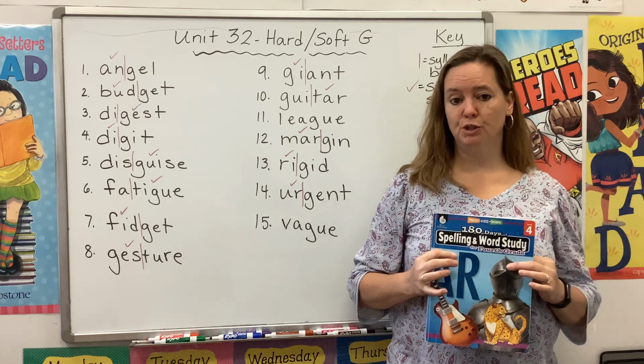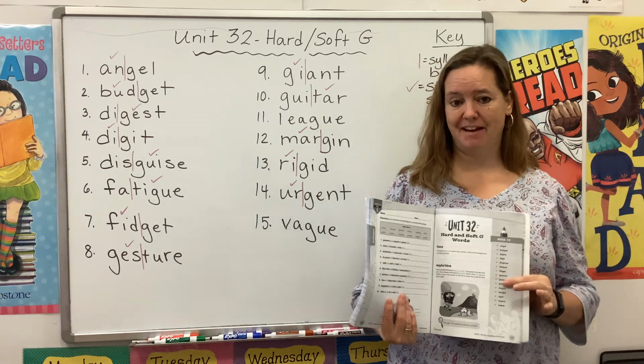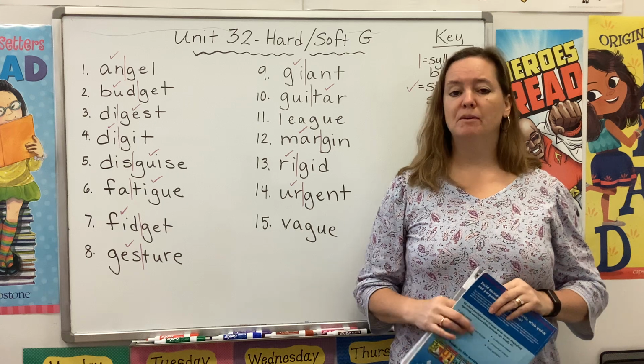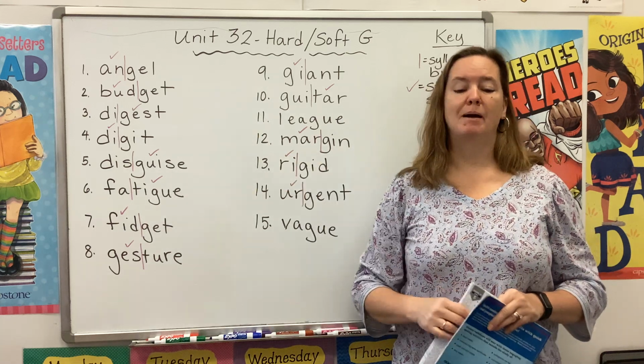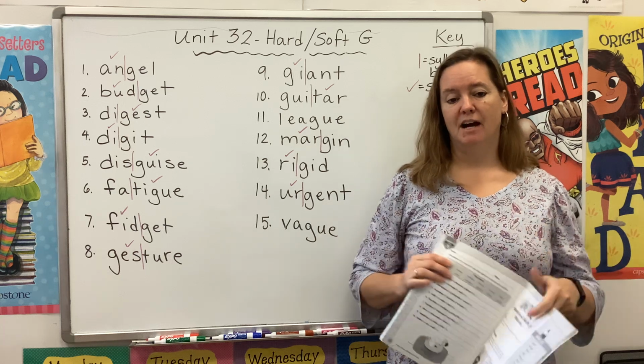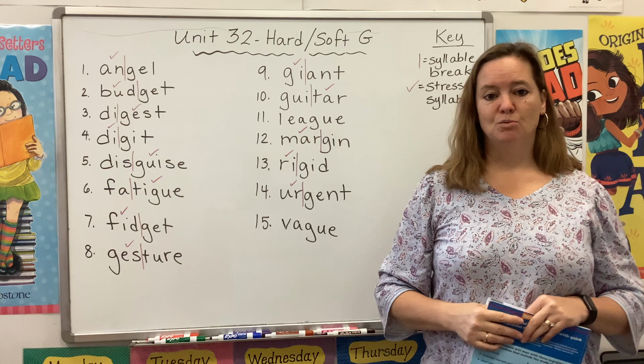You will need your blue book open to page 197. You'll also need some colorful pens, markers, or crayons. Remember, whatever I mark on my board, you should be marking on your page. Please save room for a key as well.